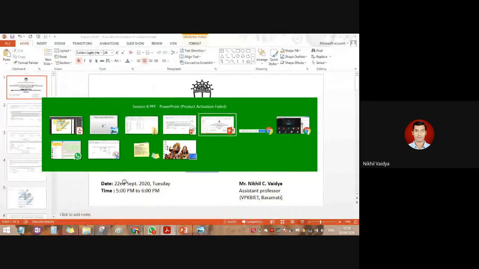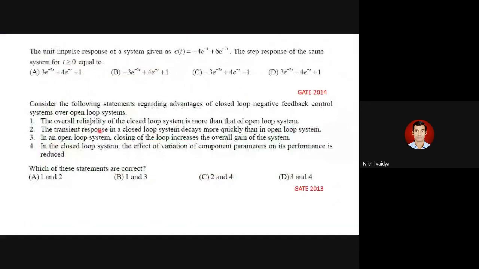So this is our problem. The unit impulse response of a system is given as follows. The unit impulse is 1, and c of t is the controlled output. Now they are asking for the step response of the same system. If we give a step input, what will be the response of this particular system?